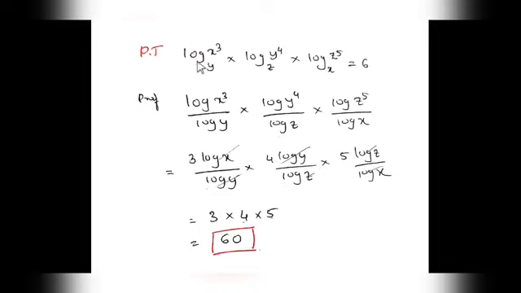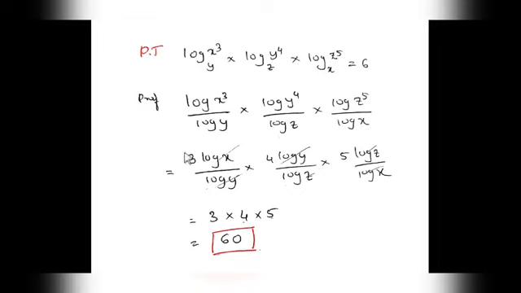Second example: log x cubed to the base y into log y raised to 4 to the base z into log z raised to 5 to the base x is equal to 6. We have to prove this. We'll take the LHS and apply the change of base rule. Log x cubed divided by log y into log y raised to 4 divided by log z into log z raised to 5 divided by log x.